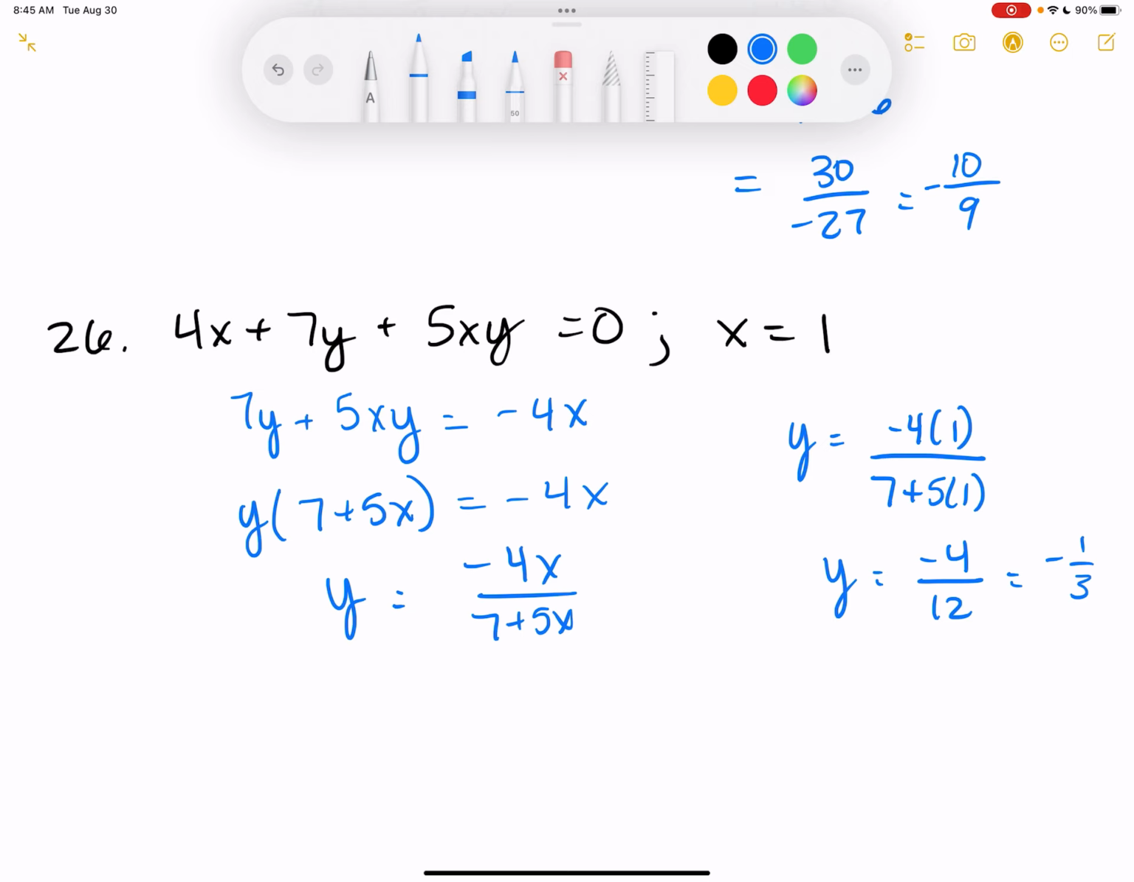Okay, that's not quite right. I'll explain once you see it. I think you'll realize what. Okay. What'd you get? Mine is y equals negative 4x over 7 plus 5x. Alright, so whenever we're going to factor something out, we have to move over to the other side anything that doesn't already have what we want to factor out. So we needed to move the 4x over first. So I think if you had done that, I think you would have been fine.